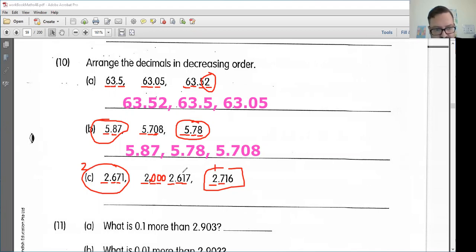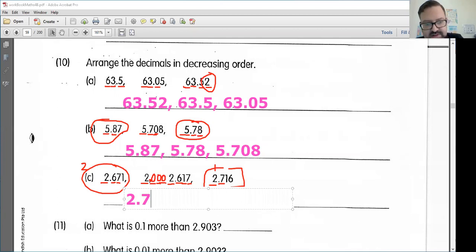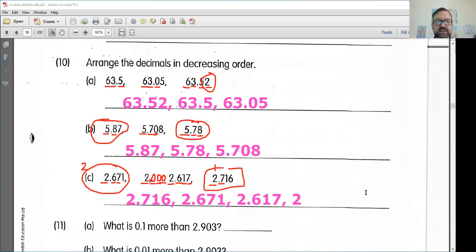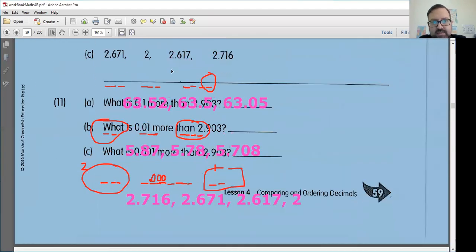All right, and then finally, this has 7/1000ths, and this has 0/1000ths. So my lowest number, 2.000, is my smallest number here. So my greatest number is 2.716, followed by 2.671, then 2.617, and finally, our good friend 2 goes last because it is the smallest number. All right. Number 11, A, B, and C.